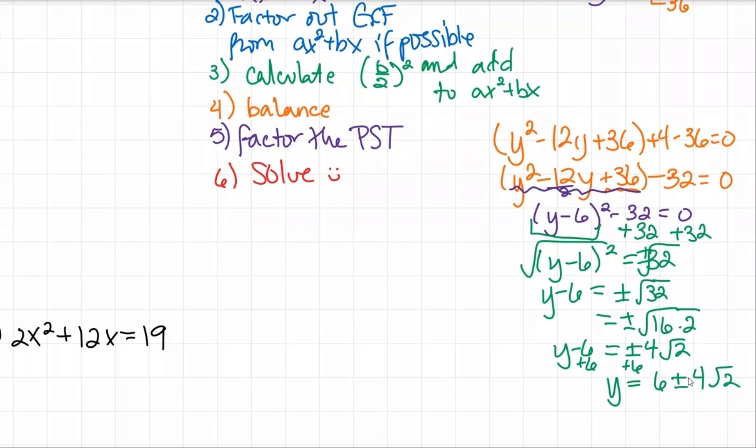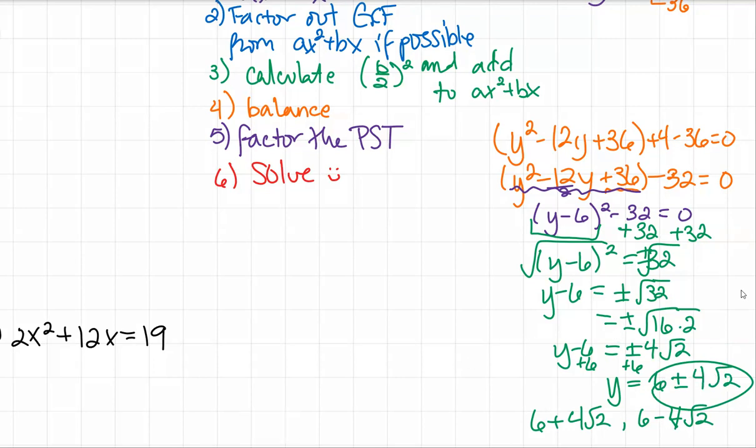Okay, and I didn't go over this too much in that square root chapter, but remember, this is two different solutions. One answer is 6 plus 4 rad 2, and the other answer is 6 minus 4 rad 2. This is just a shorthand way of writing it. Okay, hopefully those steps make sense here.